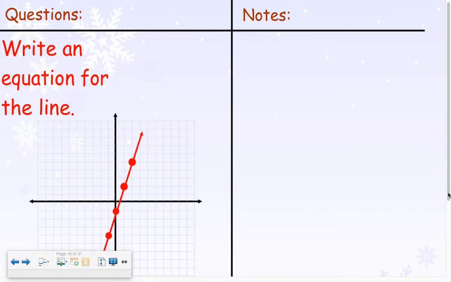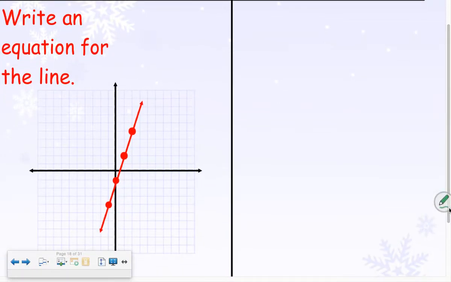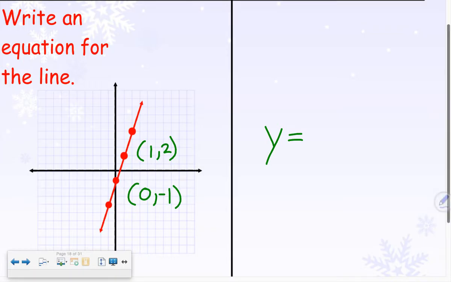Second one, two ordered pairs you can graph, 0, -1, and 1, 2. So y equals, count my rise first, so rise 3, run 1, so 3/1 is the same as 3, and my line crosses the y-axis right here at -1. So y equals 3x minus 1.